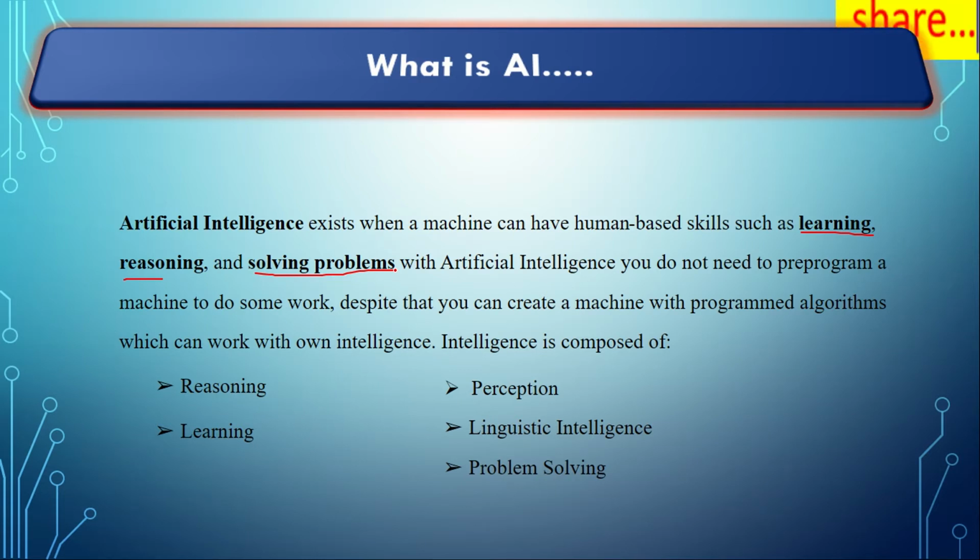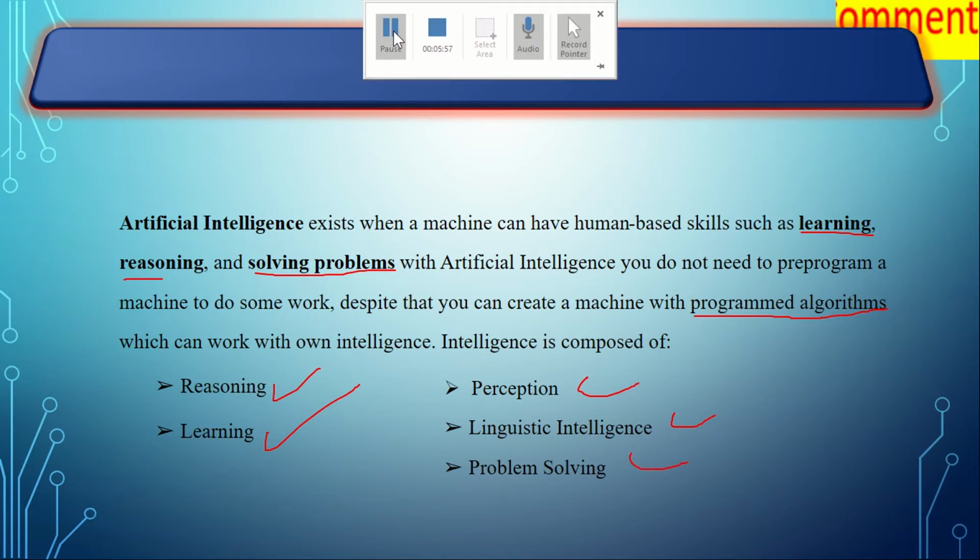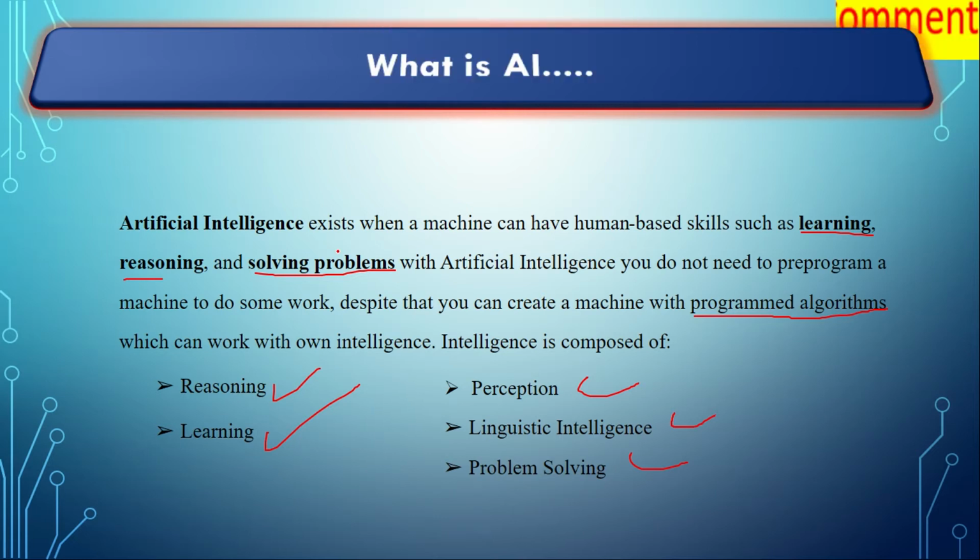With artificial intelligence, you do not need to pre-program a machine to do some work. Despite that, you can create a machine with programmed algorithms. Some are pre-programmed, some are customized, which can work with our intelligence. Intelligence is composed of the first one, reasoning, the second one, learning, perception, linguistic intelligence, and problem solving approach. These are the things there are. This is what intelligence is.